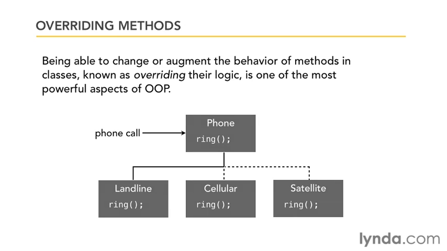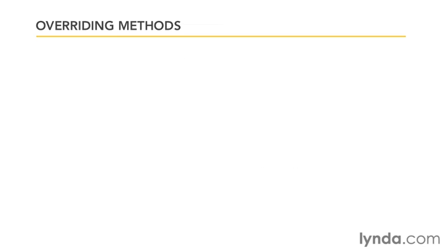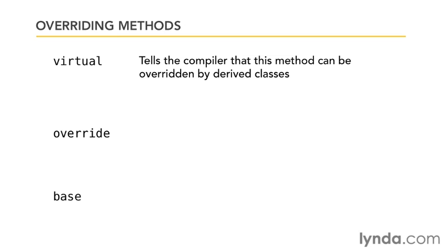Now, there's three important things you have to understand. There's three keywords in C#. The first one is virtual. The virtual keyword tells the compiler that it can be overridden. The override keyword is another important one, and then there's the base keyword. To use the overriding mechanism, there's three things you have to do. First, you have to mark a method as being virtual. This tells the compiler that this particular method can be overridden by derived classes.